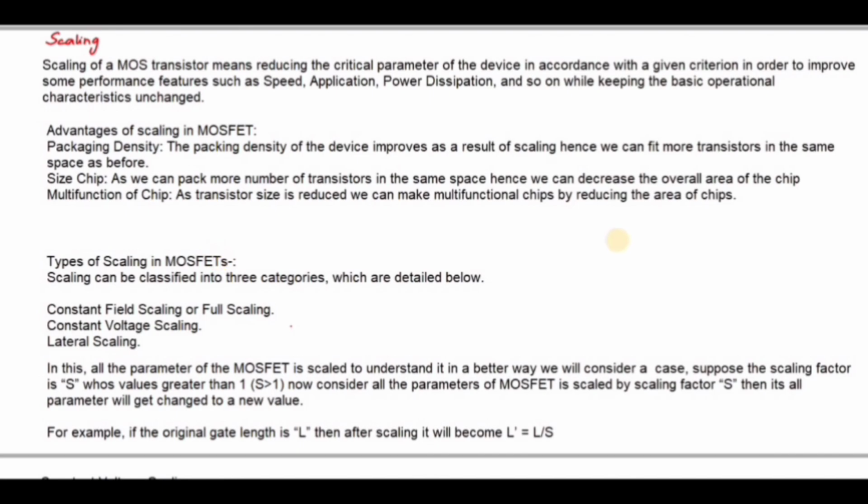So what are the types of scaling? Scaling can be classified into three major categories. First one is constant field scaling, where the electric field is kept constant. It is also called full scaling. The second one is constant voltage scaling. The third one is lateral scaling.